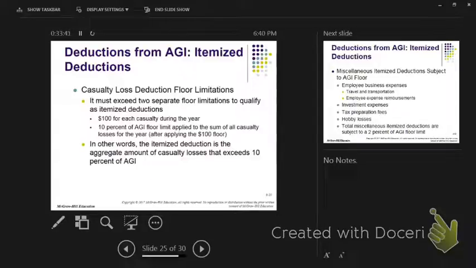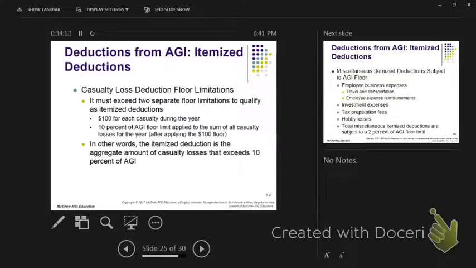Okay? I know. And then it's 10% of the AGI, of the sum of all the casualty losses they had in that incident for the year. So it has to exceed 10% of their AGI. So again, if I make $100,000, it has to exceed $10,000, and then I get to claim that. So, in other words, the deduction is an aggregate amount of the casualty losses that exceeds 10% of AGI.